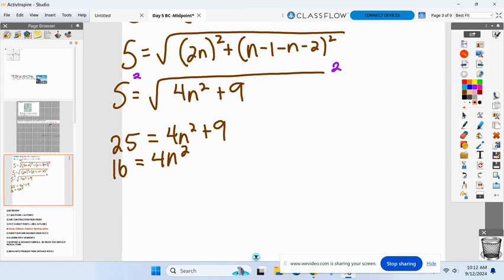What's your next step, you think? You could take the square root of it, but I would probably divide by 4 to get that n by itself. Yep, divide by 4. n squared equals 4, and then how do I get rid of the squared? Square root both sides. As we talked about yesterday, yes, part of the answer is 2, but plus or minus 2.